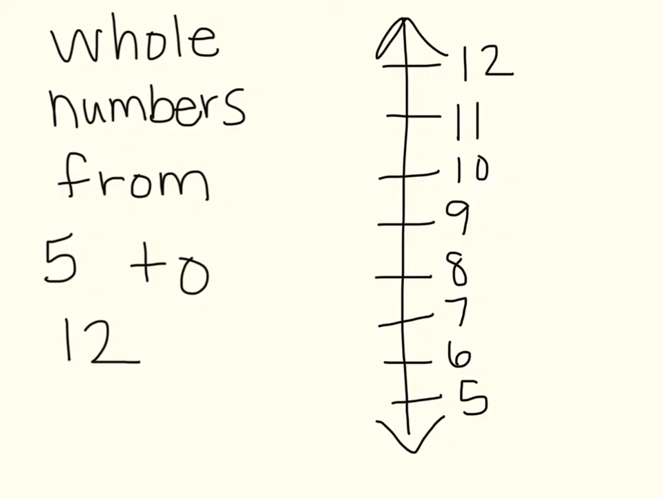Because the question says from 5 to 12, we're going to include the digits 5 and 12 in our number line representation. So we'll add a filled-in circle over each number's spot to indicate that it is included in the set. And this time, we will include 5 and 12.